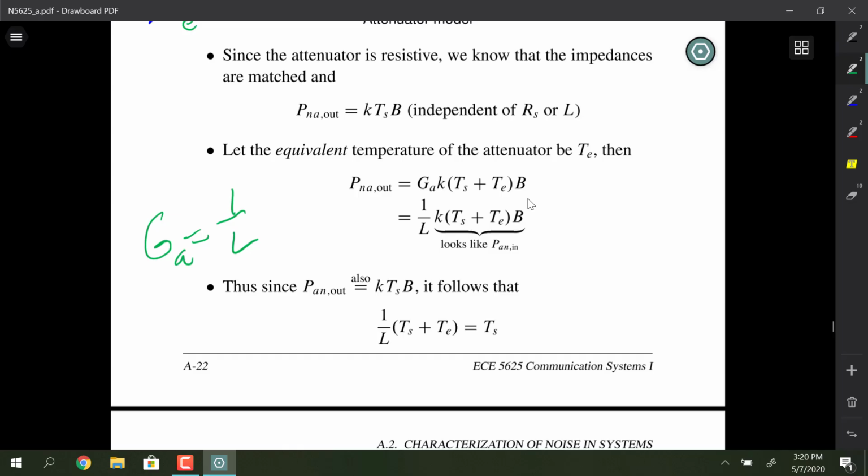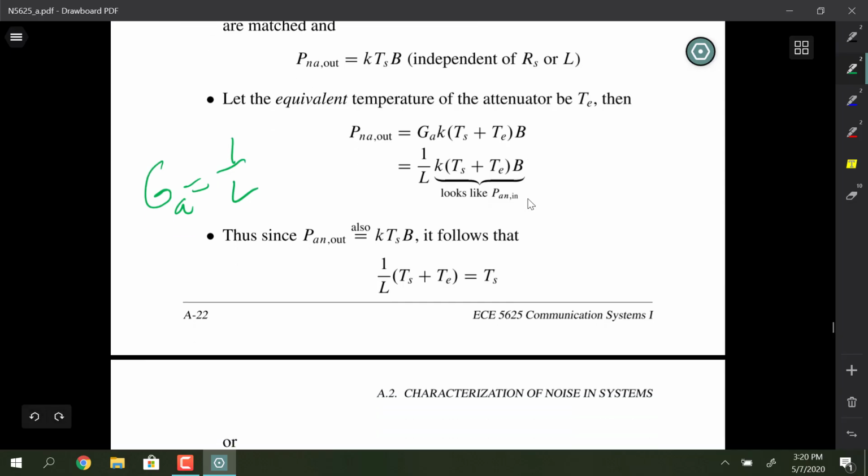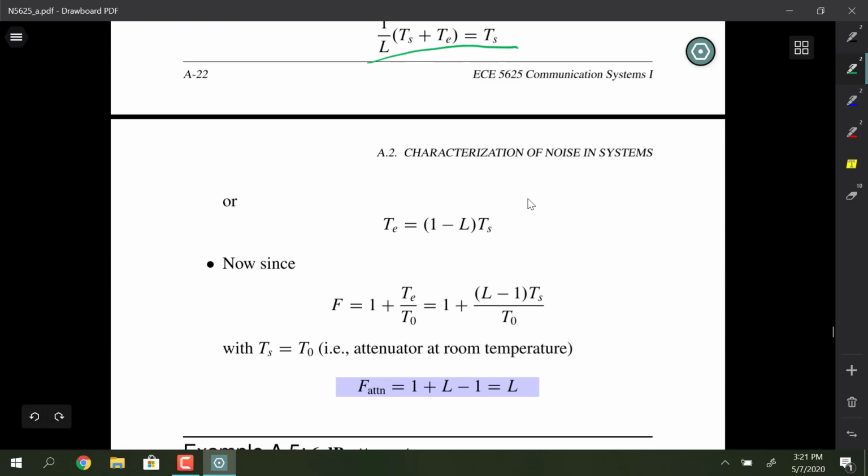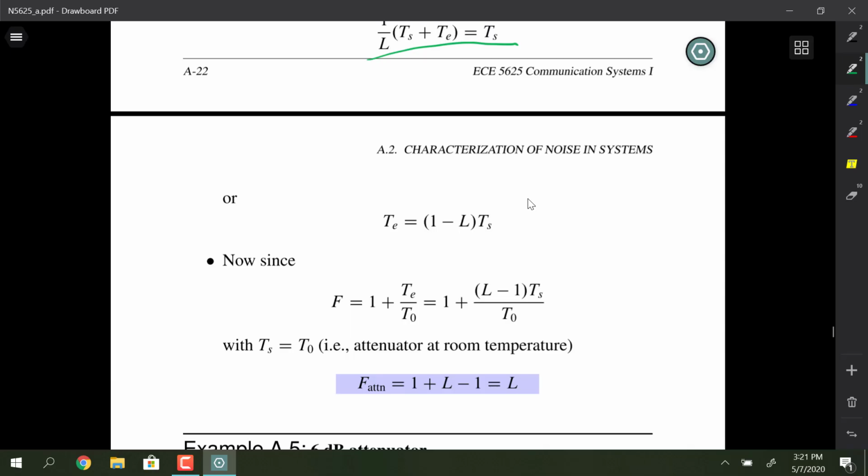So if I look at that, it's looking like the noise temperature, since the output noise power is k T_S times B to begin with. If I make the substitutions of dividing through by k and B, it looks like we have this equality holding for the case of the attenuator. And if we spin that around, the effective noise temperature of the attenuator is 1 minus the attenuation times T_S.